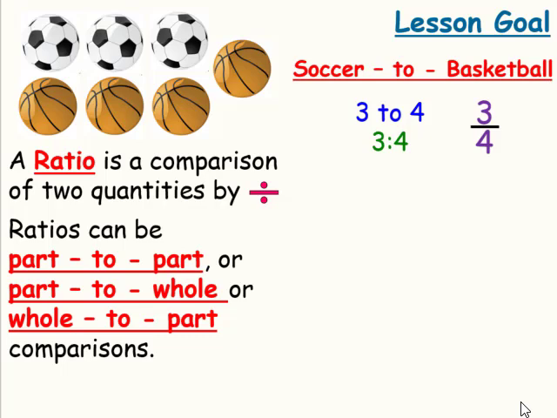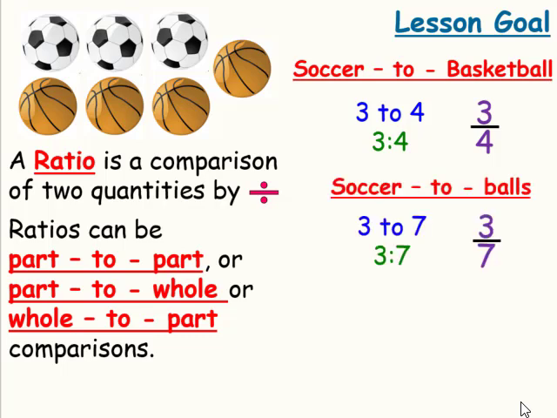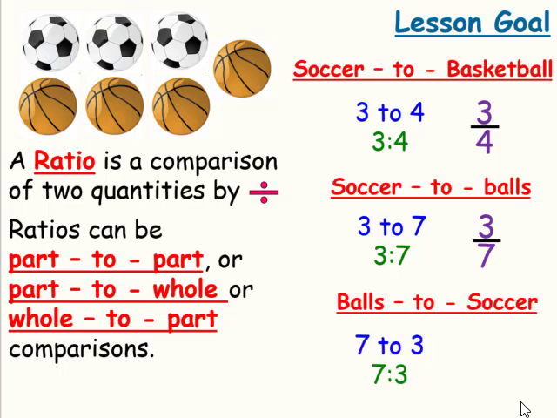But we do not read it as 3/4. We read it, all three of these types are all read 3 to 4. The word to, the colon, or as a fraction. A part to whole comparison would be soccer balls to total balls, which would be 3 to 7. A whole to part comparison would be total balls to soccer balls, which is 7 to 3. But notice 7 to 3 will not be written as a mixed number.